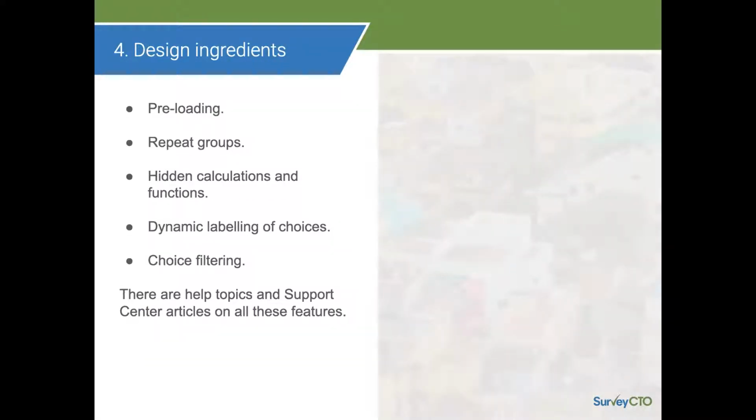So we are going to look at covering the following content, looking at our form design ingredients. I'll go over preloading, repeat groups, the use of hidden calculate fields, and the functions that we'll use inside, dynamic labeling of choices, and most importantly in this design, choice filtering, which is crucial to achieving this design.